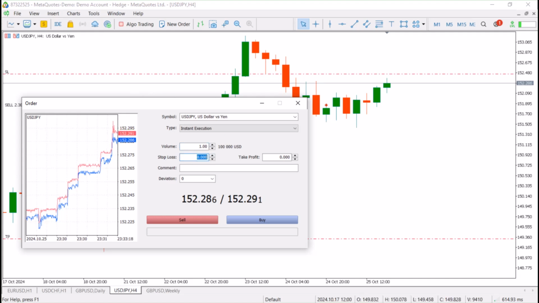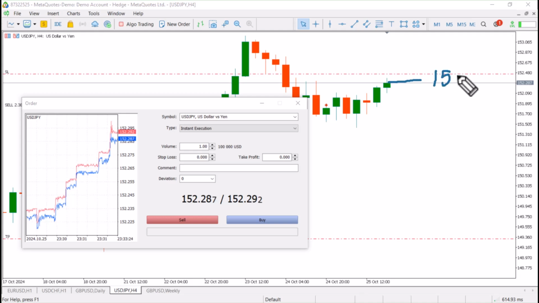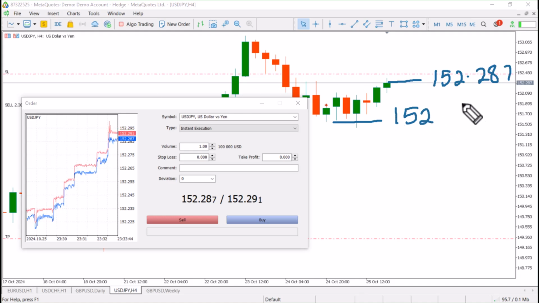Now, if we are looking to buy at this current market price of 152.287, then our stop loss should be below. So our stop loss has to be lower than 152.287. So our stop loss can be 151, or our stop loss can be what? 152, because 152.287 is greater than 152. So our stop loss can be at this level. All right. Now, if we are okay to buy, we now set our stop loss to be maybe 152. We are okay with 152.